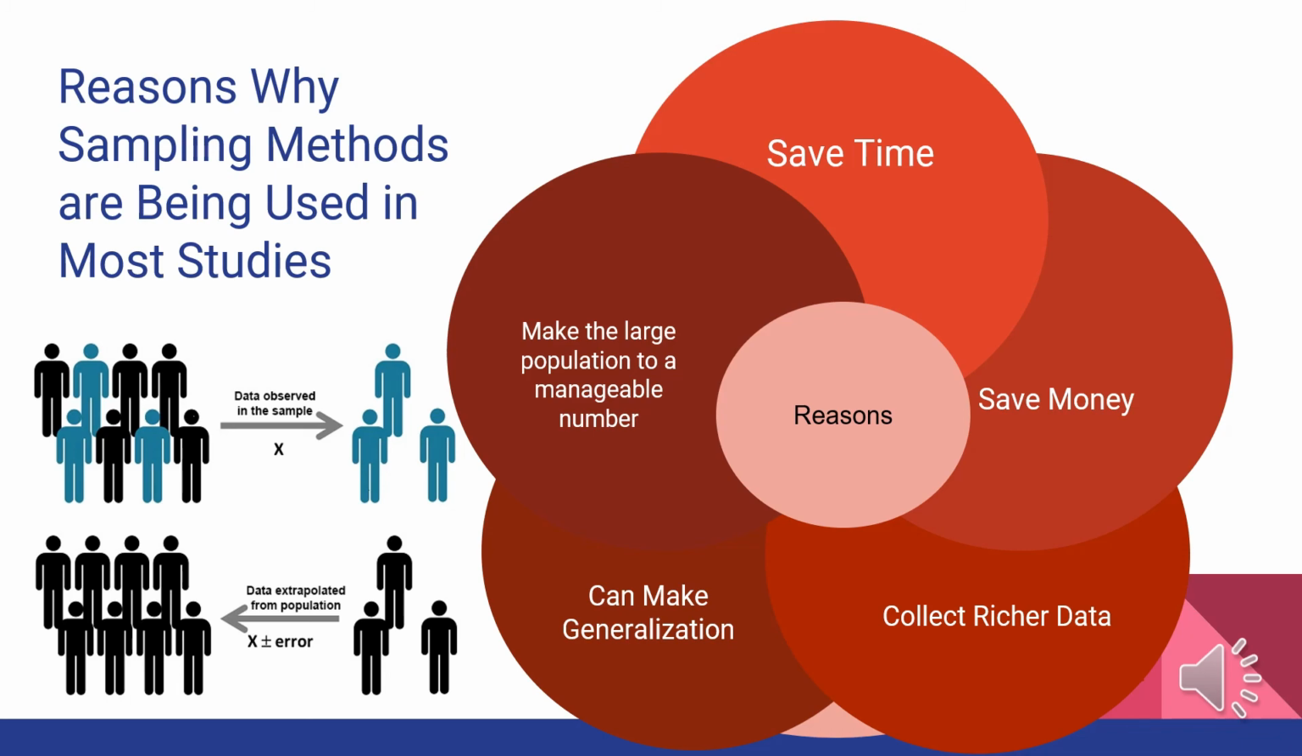Okay, last but not least from us are the reasons why sampling methods are used in most studies. Most researchers aim to gather data from a sample rather than from the entire population because they are aware that resources are limited, like time, money, and also people. So here we go with five reasons. The first one is save time.